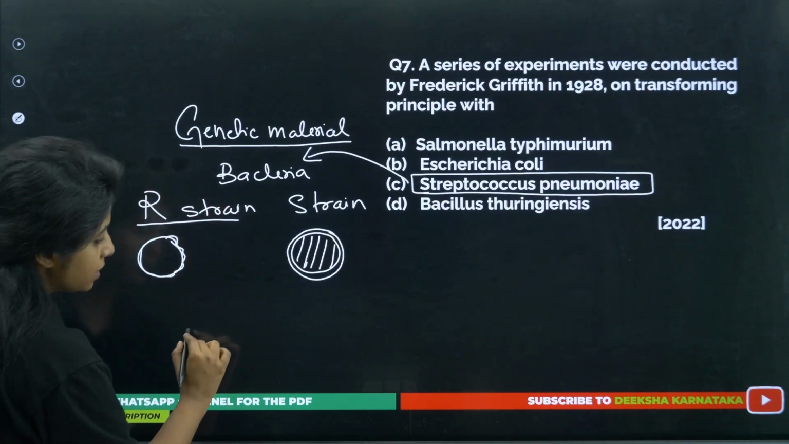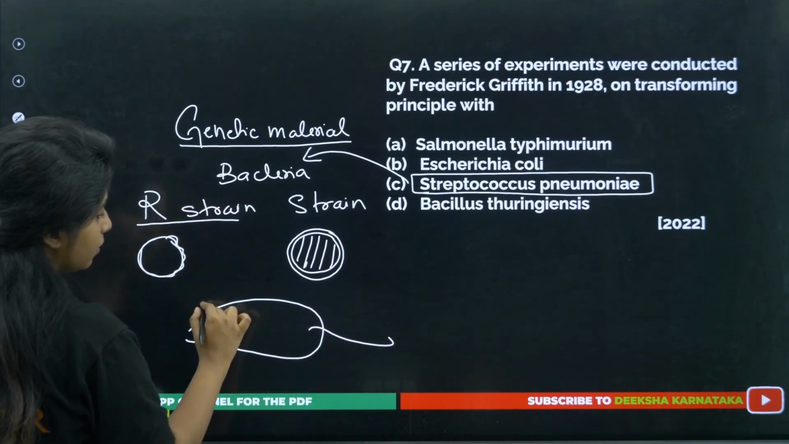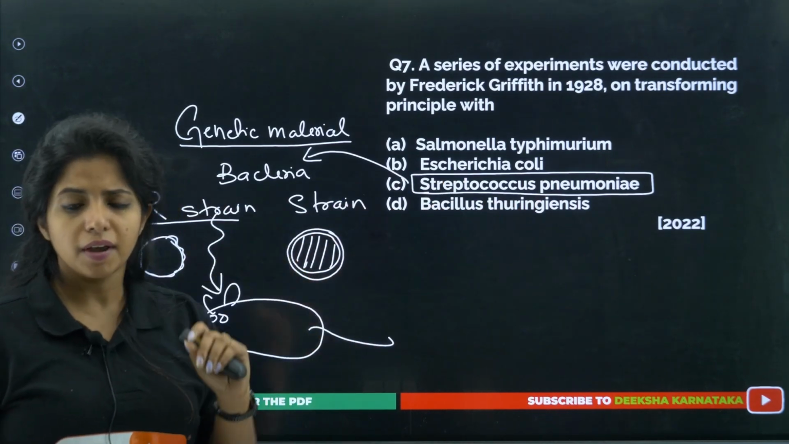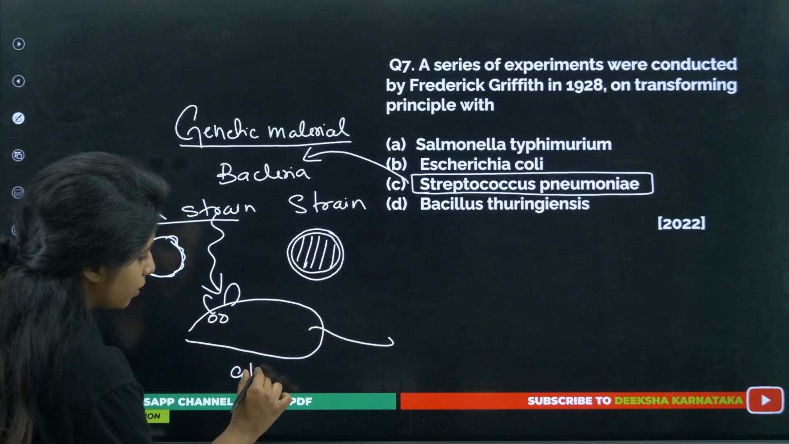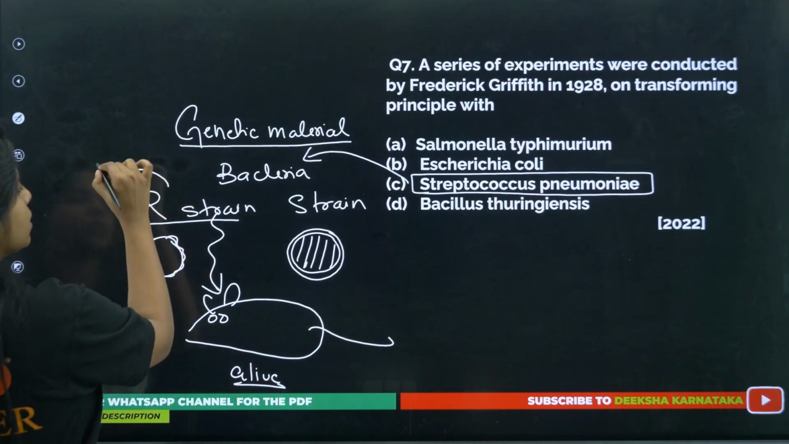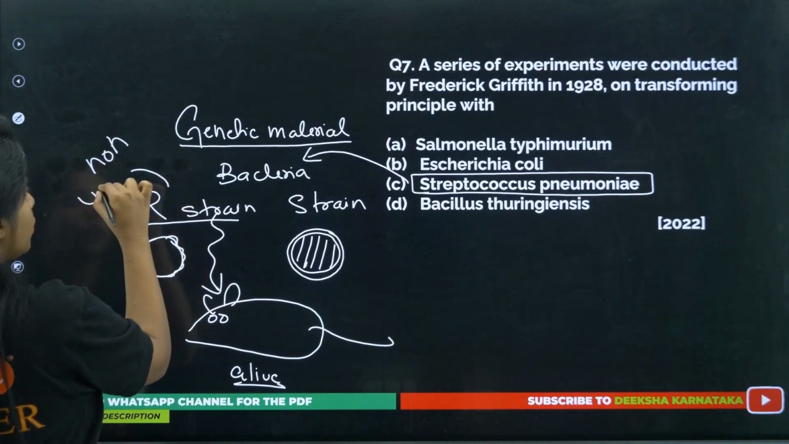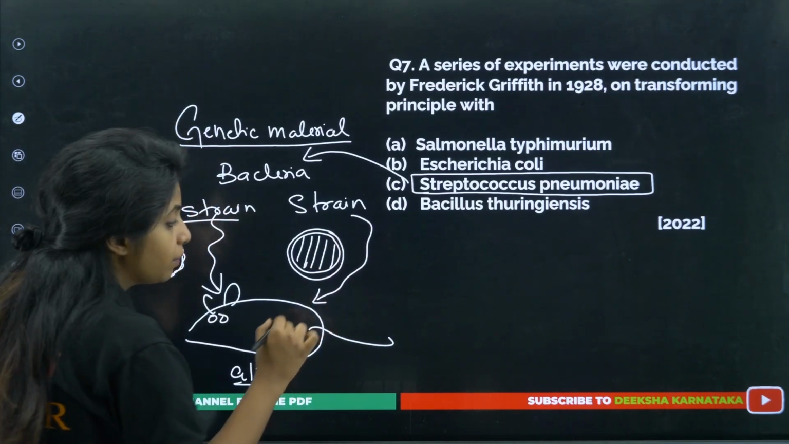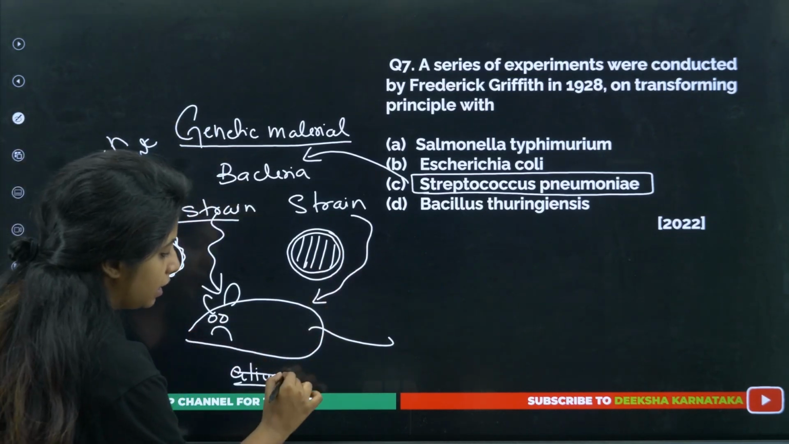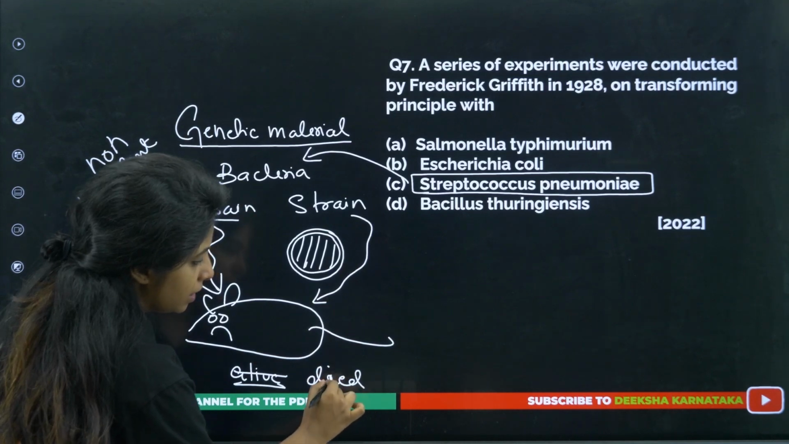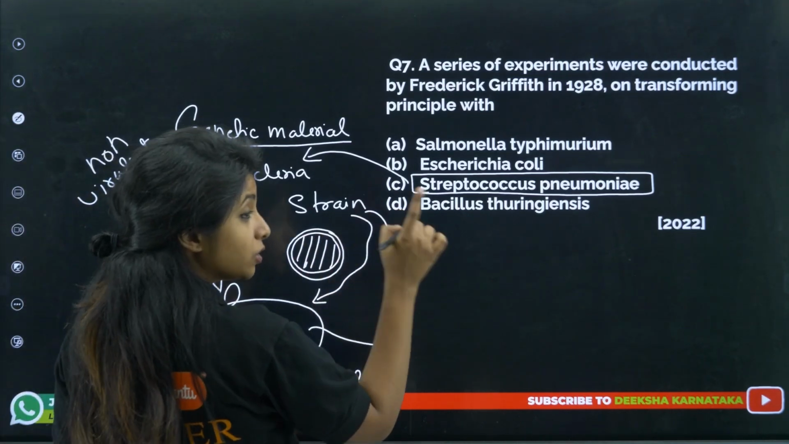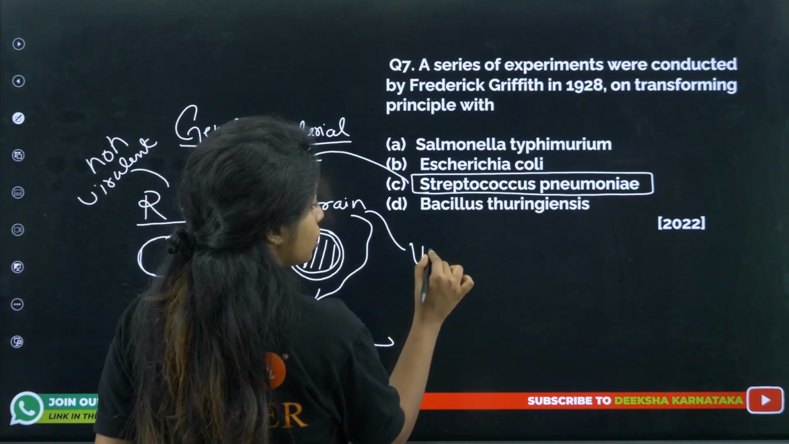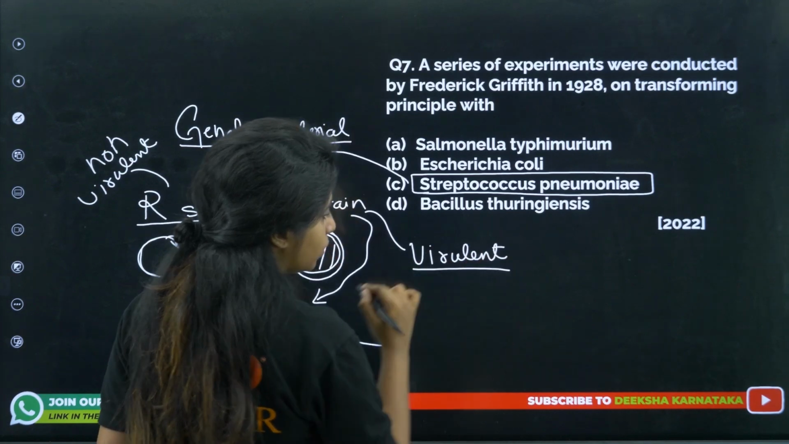Now what he did was, he took a mouse, and first he put R strain of Streptococcus pneumoniae, which is usually going to cause pneumonia. But this particular mouse was alive. So I can say that R strain is something that is not going to cause any trouble. It is non-virulent. Then I put the S strain. When I put the S strain, this particular mouse died, my dear children. So this S strain is the one that causes pneumonia. It is the virulent one.